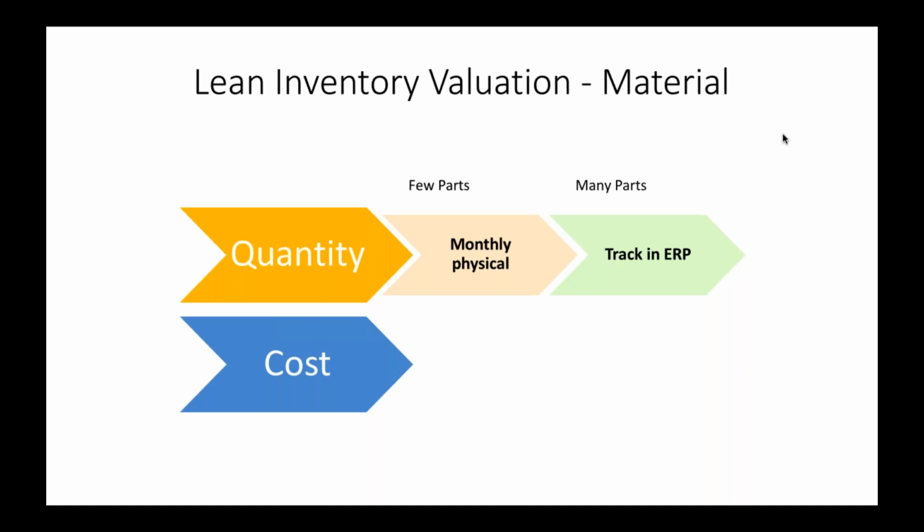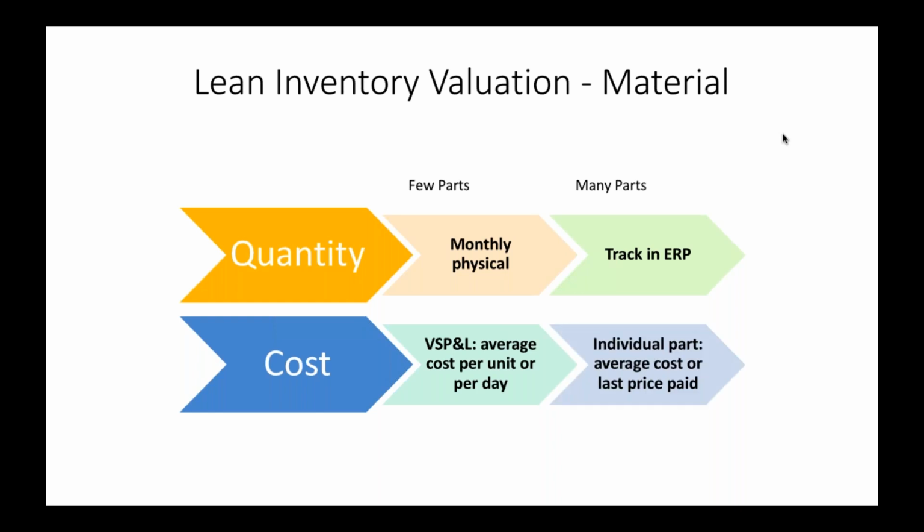If we look at the cost piece, if you have few parts, you want to use an average cost per unit or an average cost per day to get your unit cost. Then you have your quantity times your unit cost, and you can multiply them together. If you're tracking individual material quantities in an ERP system, you have to value each individual part. You can use average cost or maybe last price paid.